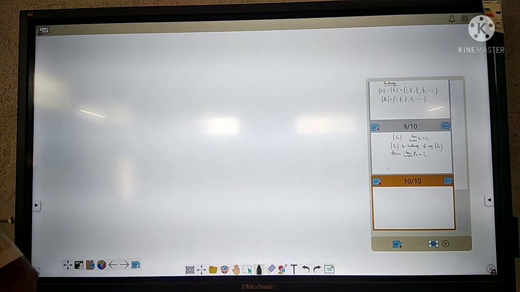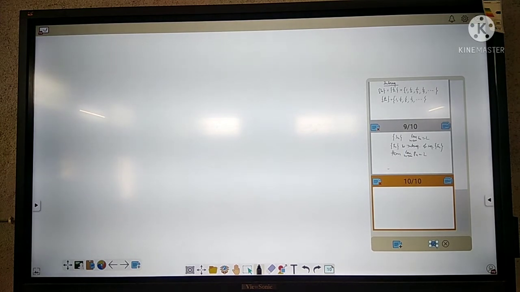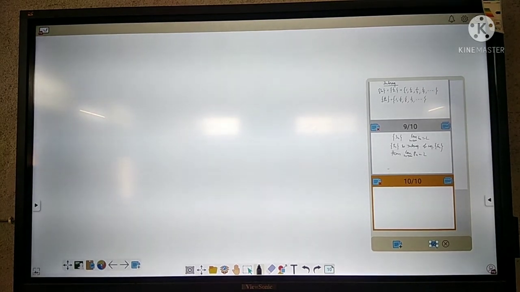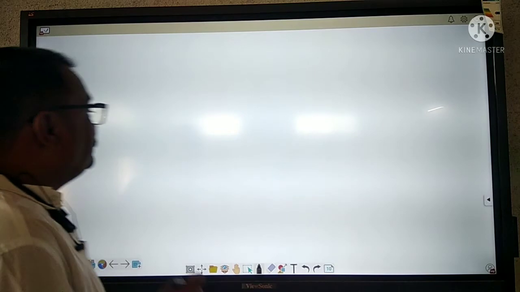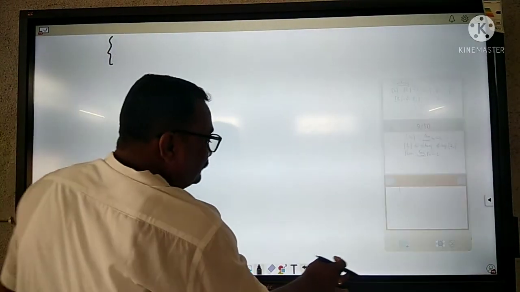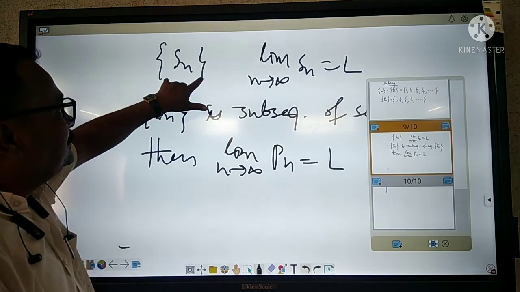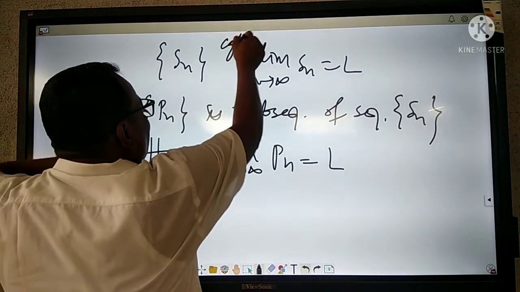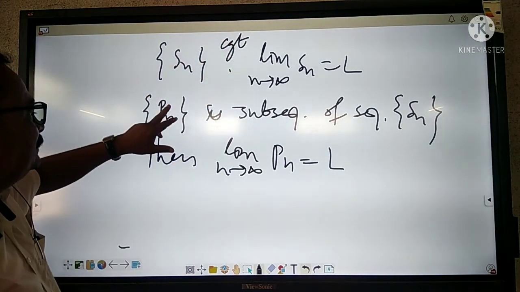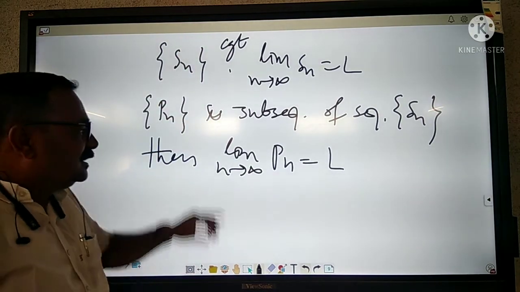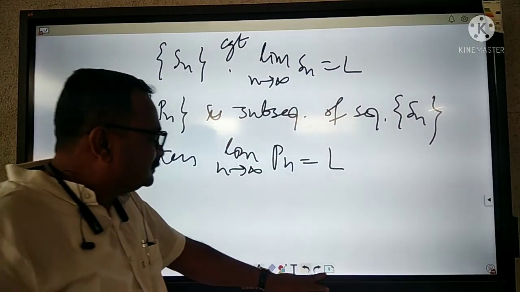So the subsequence converges to L. That is important. This is in case of convergent sequences. Am I right? That is, if Sn is a convergent sequence, I used CGT as short form for convergent, then its subsequence is also convergent and converges to the same limit L. So we have seen this one.